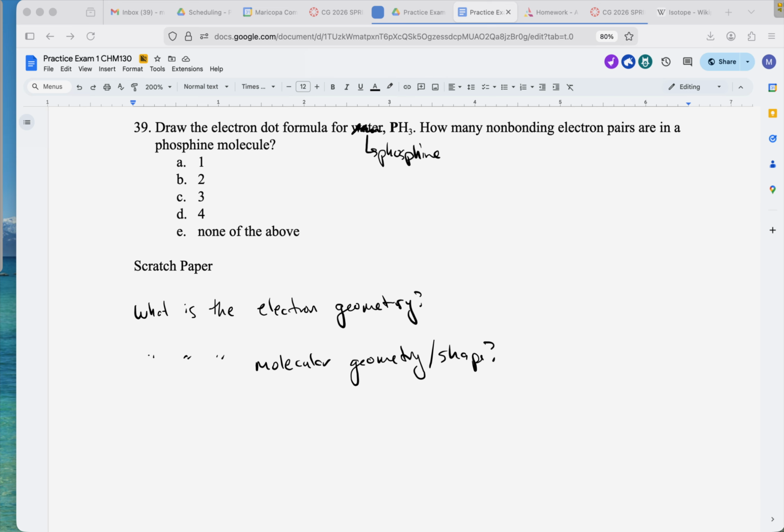It says how many non-bonding electron pairs are in the phosphine? So how many non-bonding pairs? Two, or just one? One. That's actually one of the reasons why I picked it. The language can get really confusing. So you just want to know how many pairs. So one. So would this be the right way to draw it? Yeah. Okay, so then just one. If you got the non-bonding pairs, you got two more questions. What's the electron geometry and what's the molecular geometry or shape?